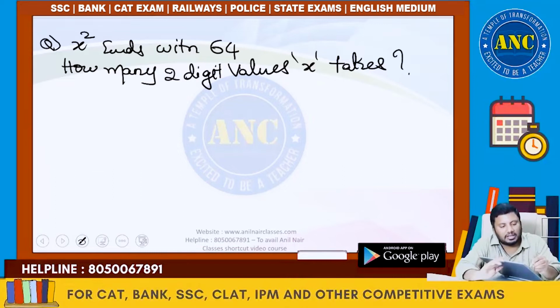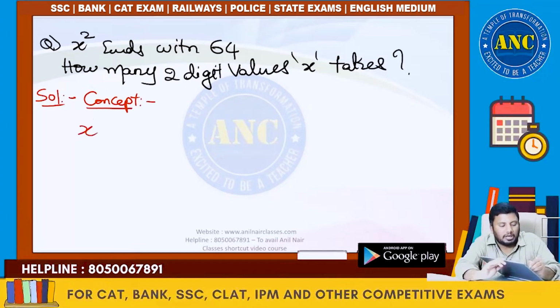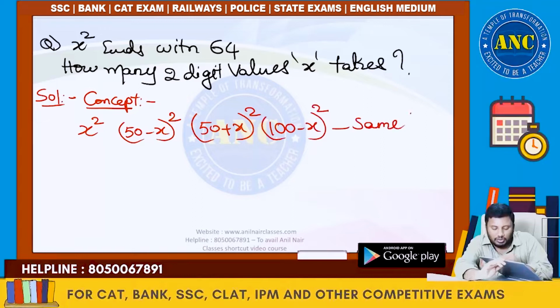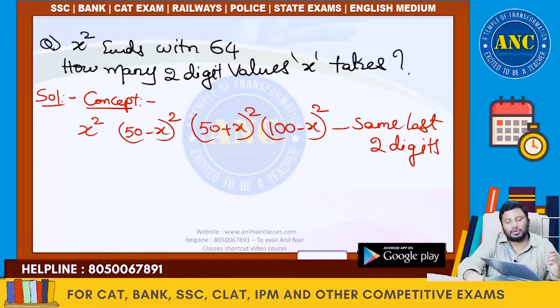Now see here, solution. But before that, the concept: x square, (50 minus x) whole square, (50 plus x) whole square, and (100 minus x) whole square all have the same last two digits.